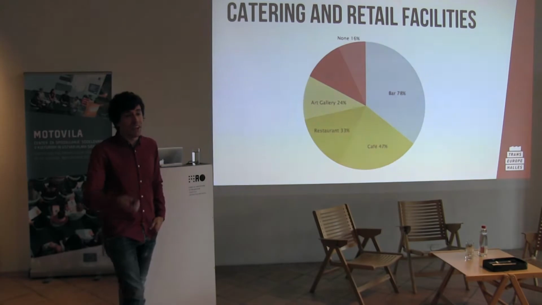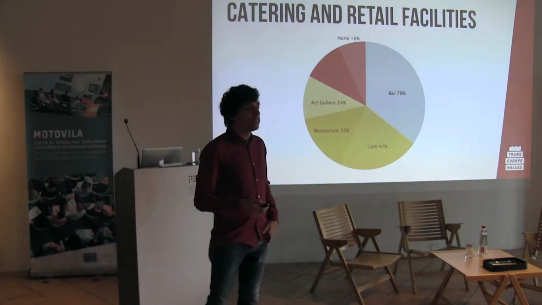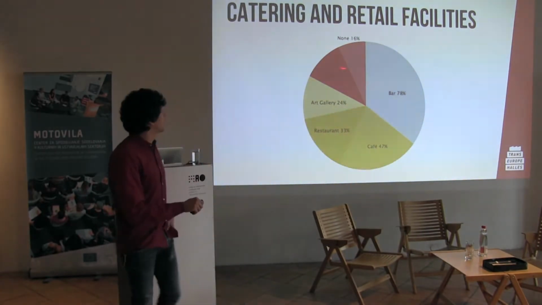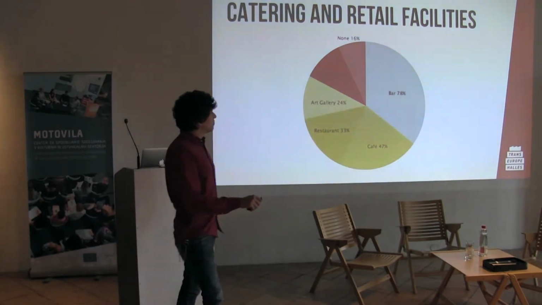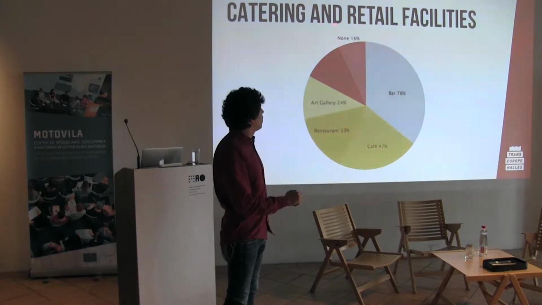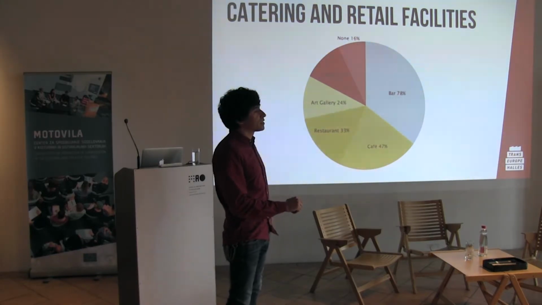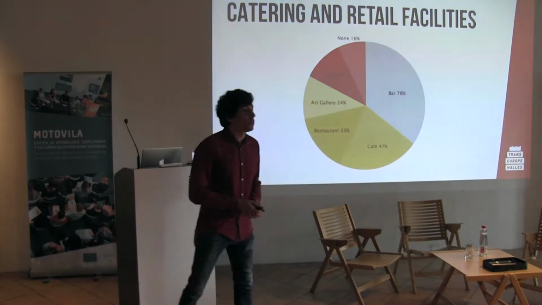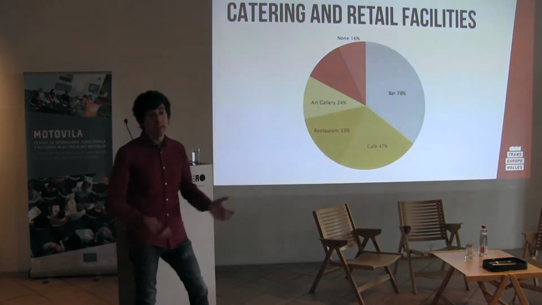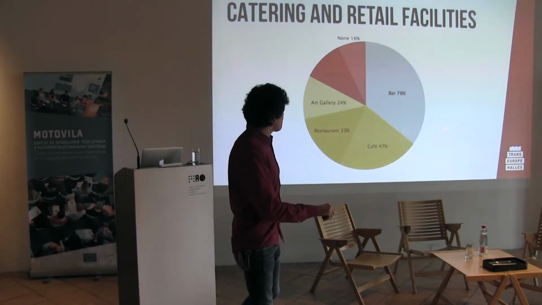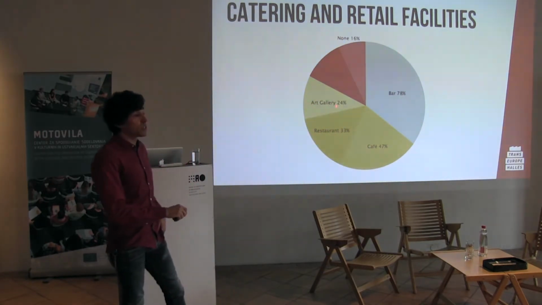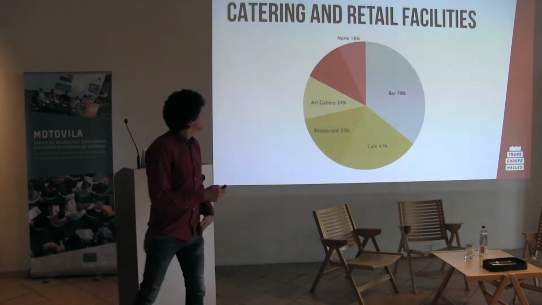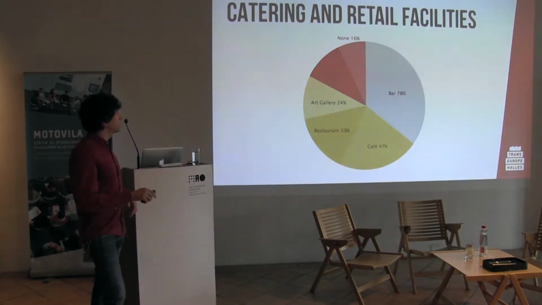So this is the key of the sustainability of many of these centers, which are the catering and retail facilities. As you can see here, only 16% of them don't have any of those, because that's a cash cow in a way. So bars, cafes, restaurants, art galleries, commercial art galleries, and shops are very common as income generation streams.